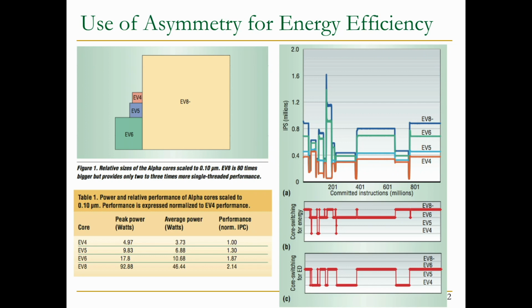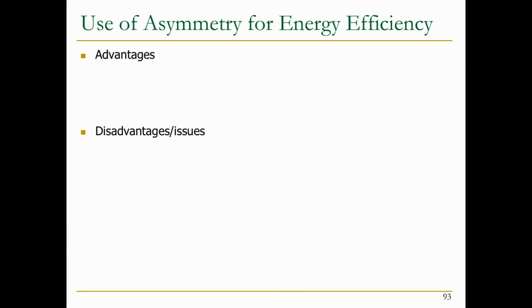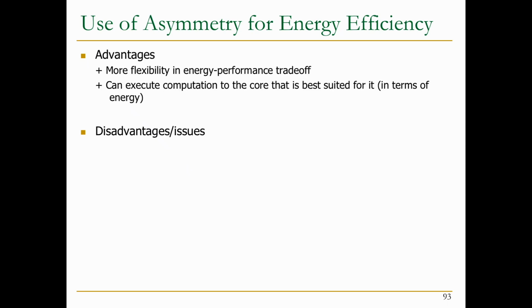You basically keep some history, figure out which core is doing well, and then ship the next phase of execution to the core that you expect will be doing well for that metric. Of course, I think it's a good idea overall. The ARM big.LITTLE does something like this. Clearly, it gives you more flexibility in the energy-performance trade-off. It can execute computation on the core that's best suited for it in terms of energy or energy delay product.